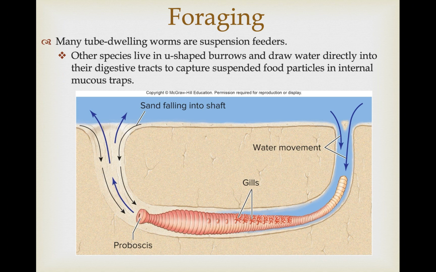Many of the tube-dwelling worms can also be found in these U-shaped burrows, and they can capture suspended food particles by creating water flow into their mouth and then cycling it back out the back end of this burrow.